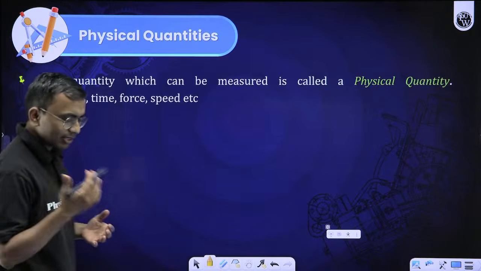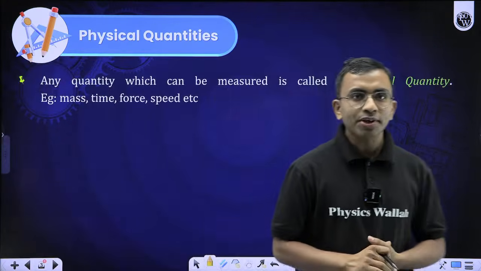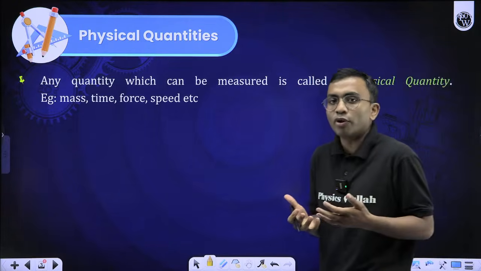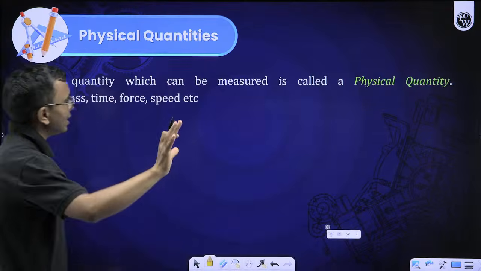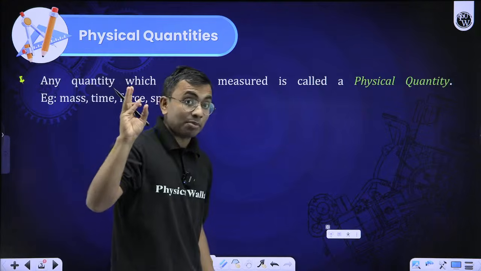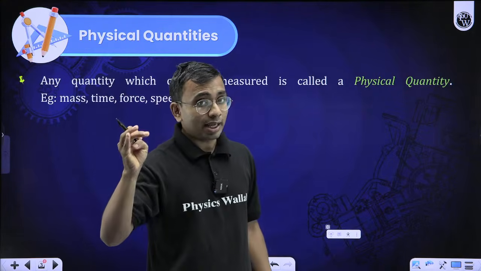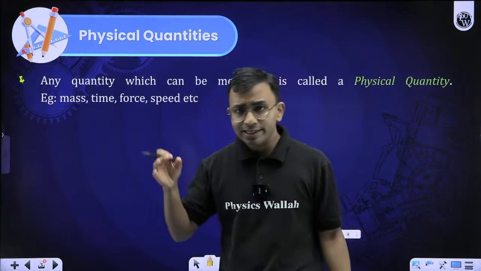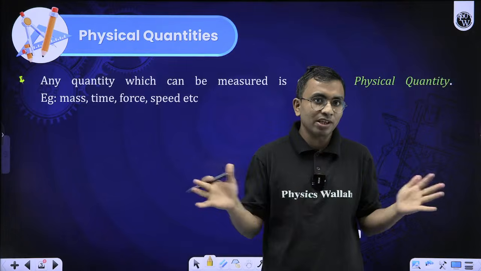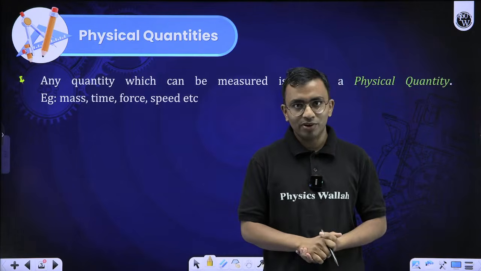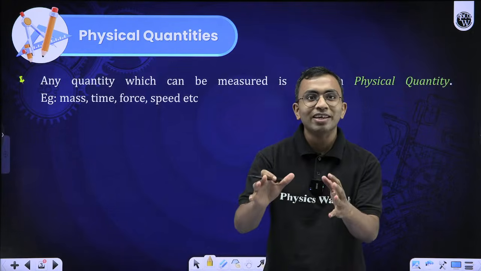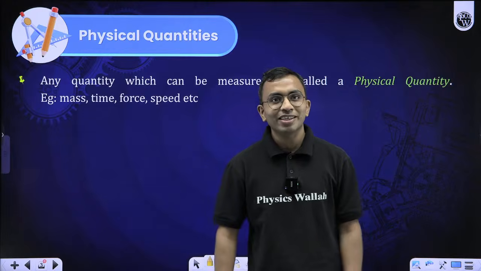So let us start from the very beginning. What is a physical quantity basically? How is a physical quantity defined? Any quantity which you can measure, we call that a physical quantity. That can be mass, length, force, time, temperature, intensity, acceleration, velocity. All these are physical quantities which you can measure, which you can quantify. If you can quantify something, that is a physical quantity.